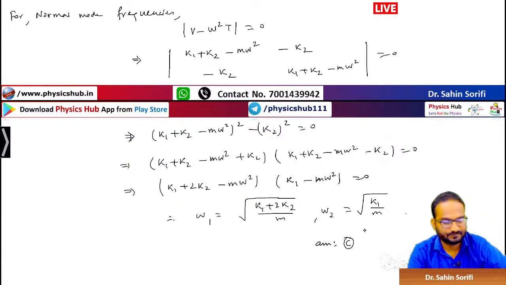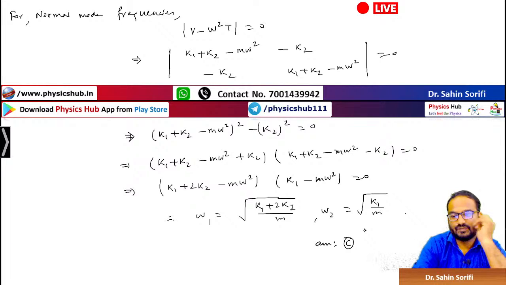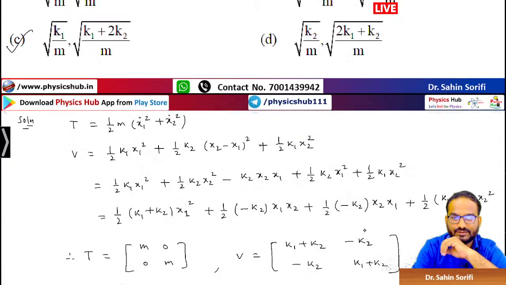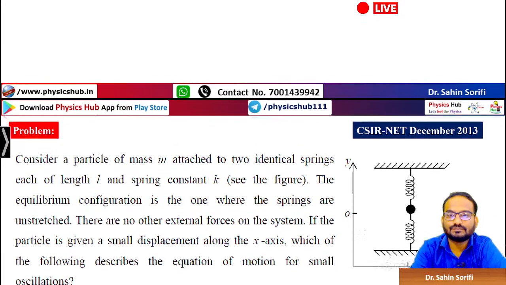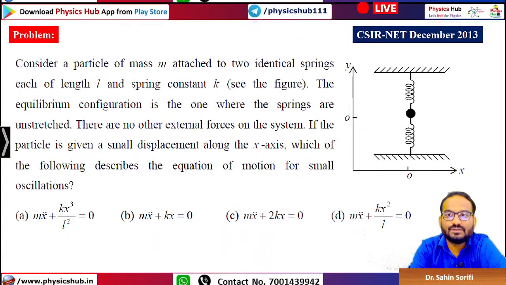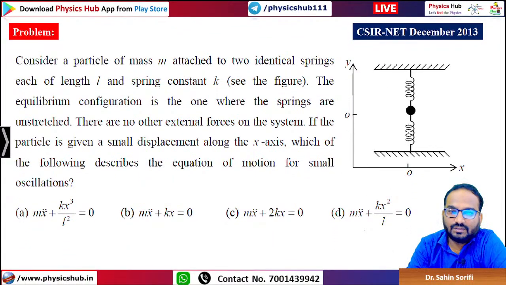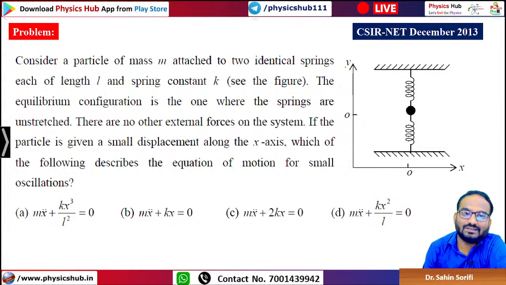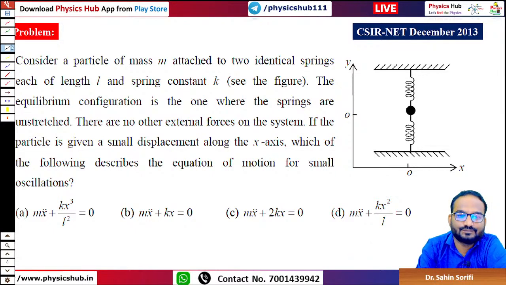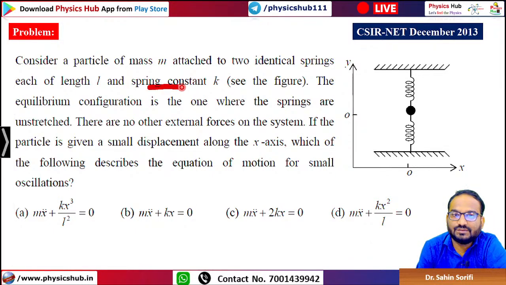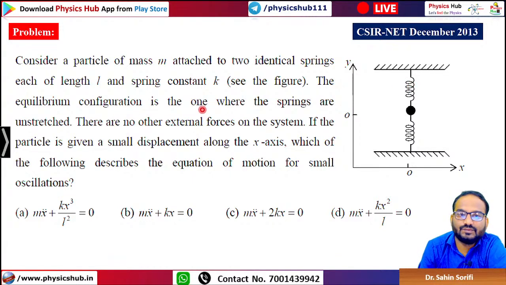Okay, let's move on. I hope this is done. This came in December 2013. Consider a particle of mass m attached to two identical springs, each of length L, and a spring constant K. So length of this spring is L, length of this spring is L, and they have a spring constant K. The equilibrium configuration is the one where the springs are unstretched. So this is their equilibrium condition, unstretched.